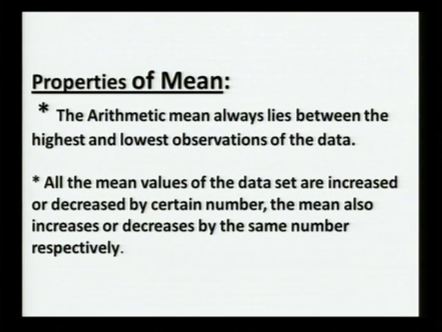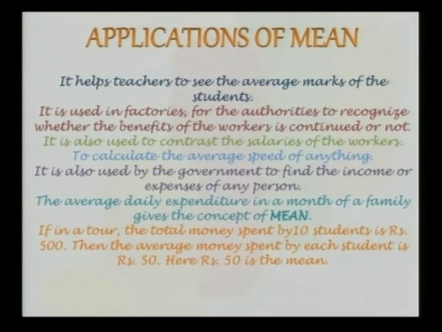Properties of mean. The arithmetic mean always lies between the highest and lowest observations of the data. If all the values of the data set are increased or decreased by a certain number, the mean also increases or decreases by the same number respectively.